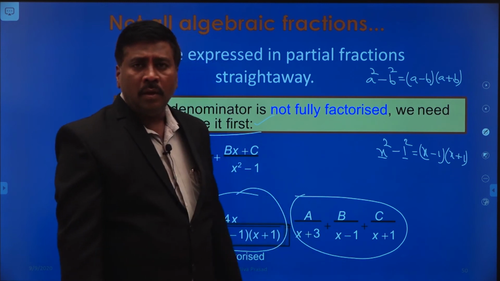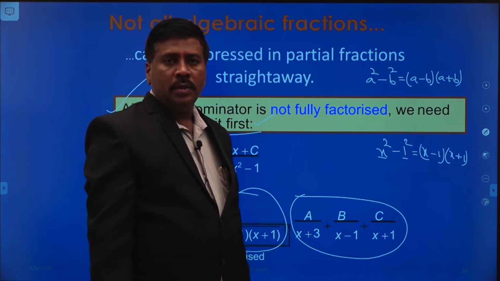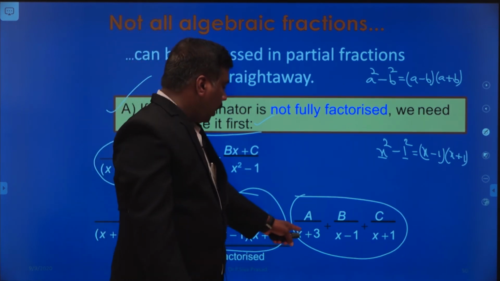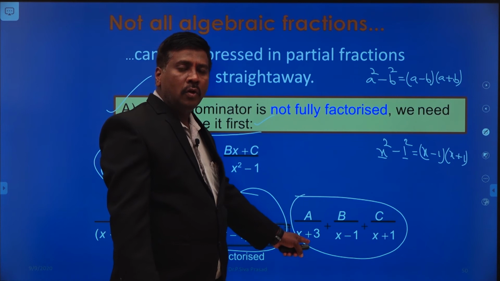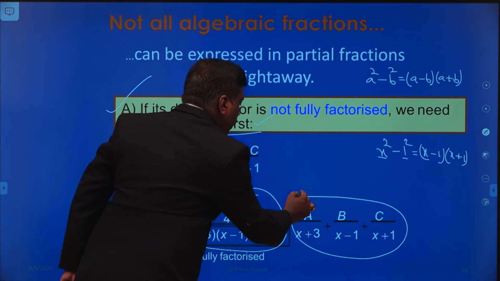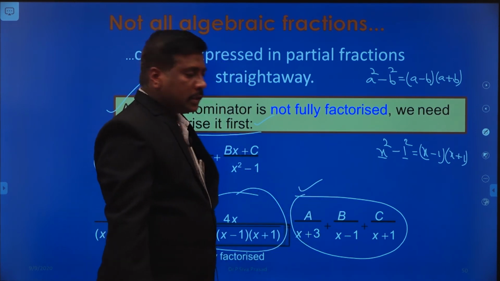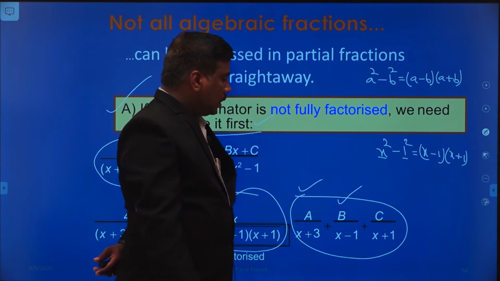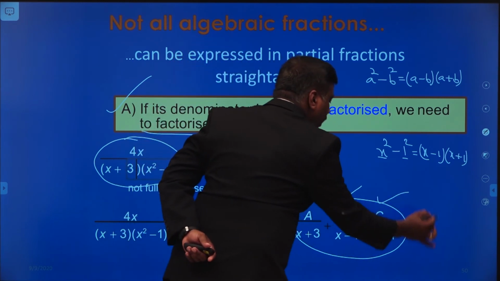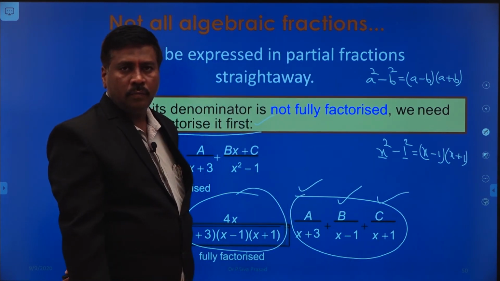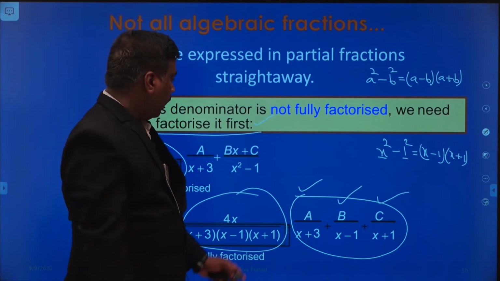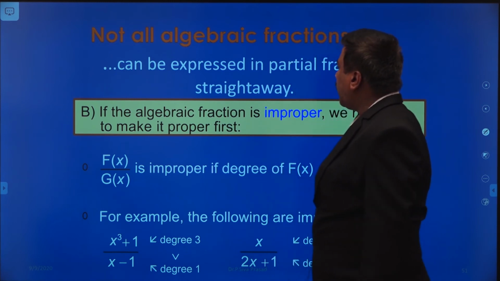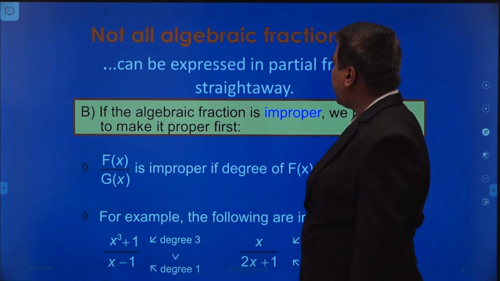For these problems, we have to apply the cover-up rule also. What is the value of a here? What value do you substitute? You put x equal to minus 3, then we get the value of a. If you put x equal to 1, we get the value of b directly. If x equal to minus 1, we get the value of c also. Do you catch the point? So this is one way, and it can be expressed in partial fractions straight away.